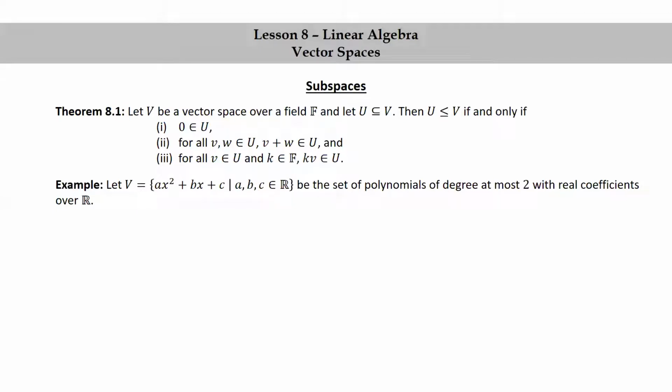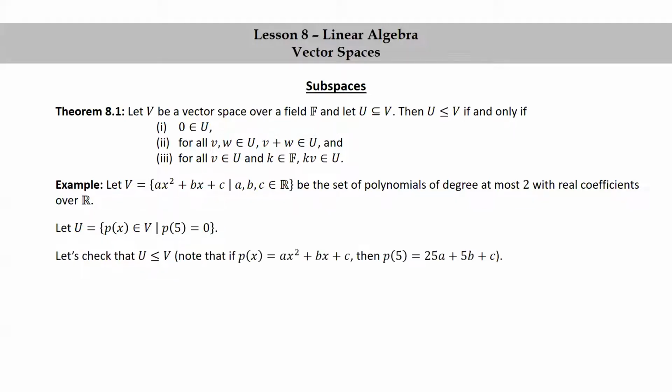Another example, let V equal the set of ax squared plus bx plus c such that a, b, and c are real numbers, the set of polynomials of degree at most 2 with real coefficients over R. Let U be the set of p(x) in V such that p(5) is equal to 0. Let's check that U is a subspace of V. Note that if p(x) is equal to ax squared plus bx plus c, then p(5) is equal to 25a plus 5b plus c.